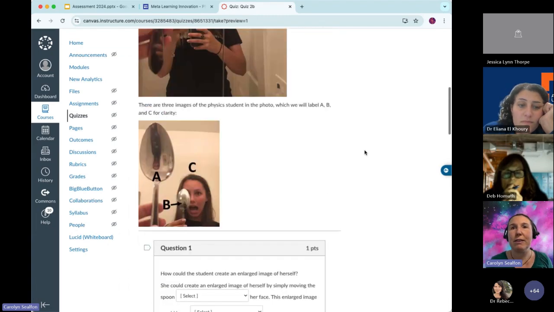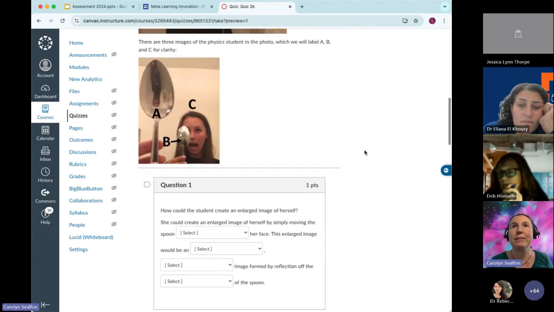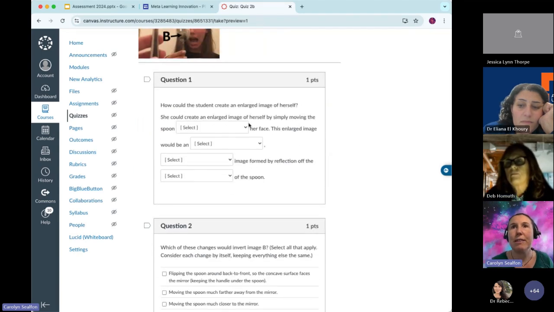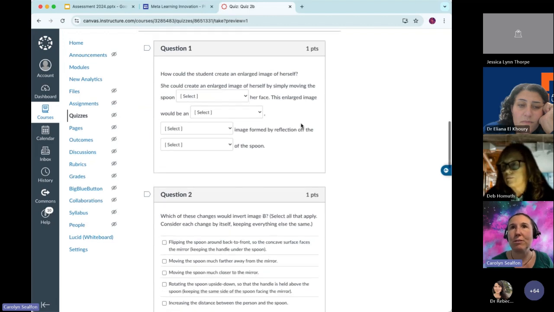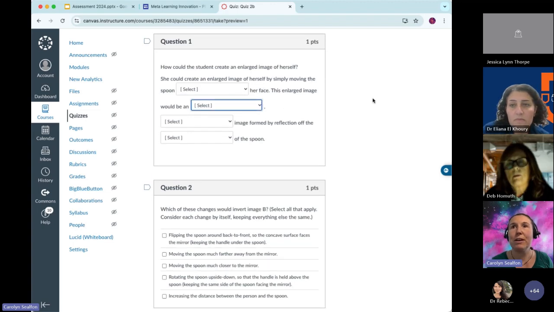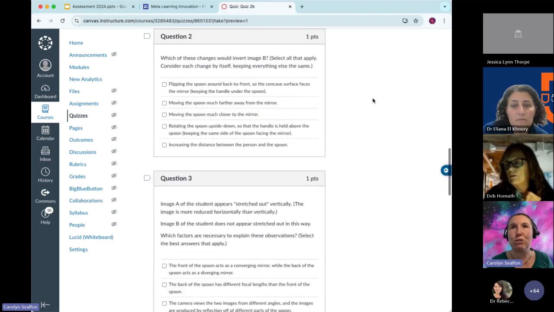And then this is the actual quiz. So I'm labeling these images. Of course, I had different versions, so they were labeled differently for different students. And then these are the kinds of questions. Again, they're not just factual. They are like, what are you doing? And you could get partial credit for partially correct answers.